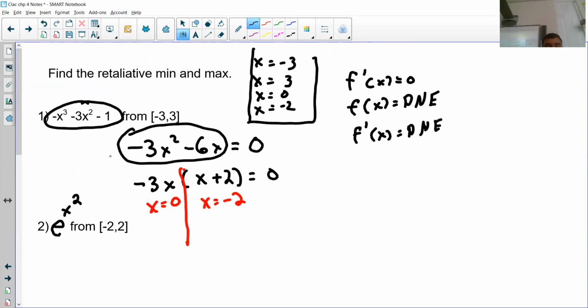I'll leave this in. Next one, e to the x squared from -2 to 2. So we can start off by putting the endpoints, x equals -2 and x equals 2. So f of x equals e to the x squared. Does anyone want to give me what the derivative of this is? e to the x squared, 2x. Good. So I'll put 2x e to the x squared. I'll write it in that order.